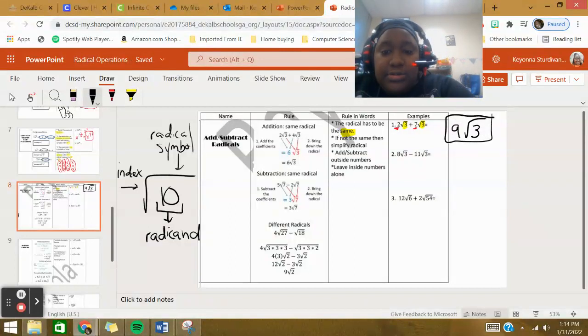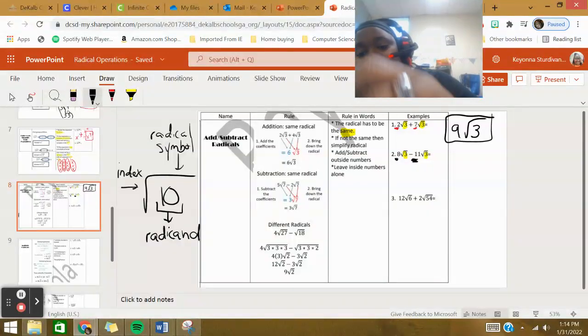Example 2, you can go ahead and take a minute to complete problem 2, but it's the same process. Our radicands are the same, so you just combine the coefficients. So here on question 2, we got 8 square roots of 3 minus 11 square roots of 3. I'm highlighting the 3 to show you guys that they are exactly the same. And then I'm going to underline the 8 and the negative 11 to show you that that's what we're combining. So in this case, we get 8 minus 11, which my answer will be negative 3 square roots of 3.